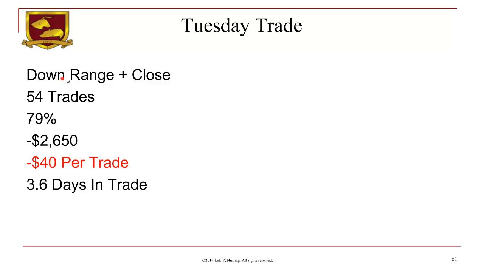What if we have a down range with an up close? Well, that doesn't do so well. It actually loses money. Down range, up close. That's the supposed key reversal. It's supposed to be so bullish. Actually, it isn't.